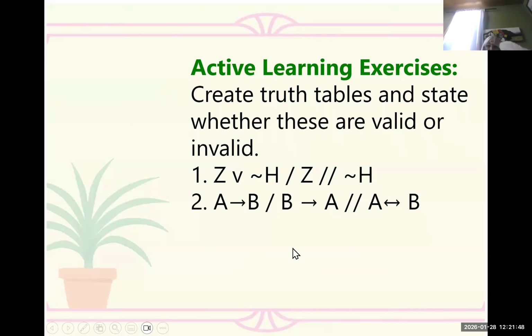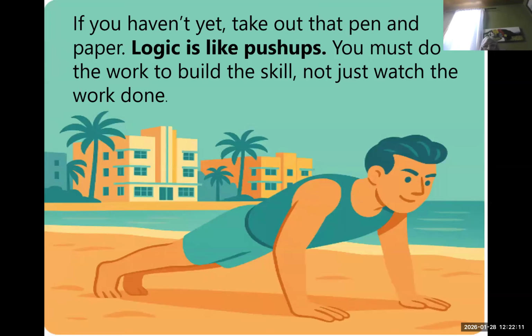So I want you to do these on your own. Create the truth tables and state whether these are valid or invalid. Z or not H. Z, conclusion, not H. A implies B, B implies A. Conclusion, A if and only if B. So pause here, give yourself time, do this work. If you haven't yet, take out that pen and paper. Logic is like push-ups. You must do the work to build the skill, not just watch the work get done.